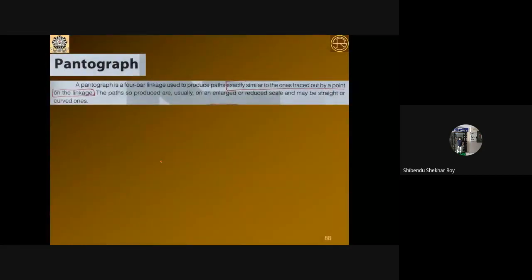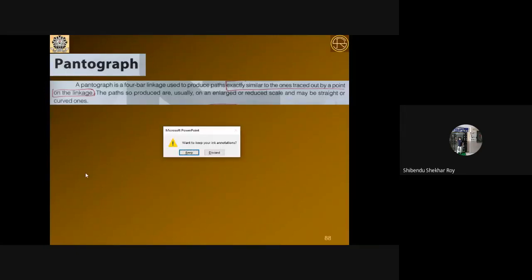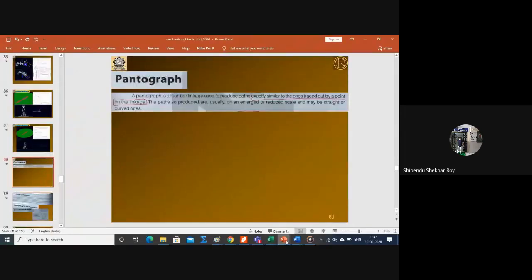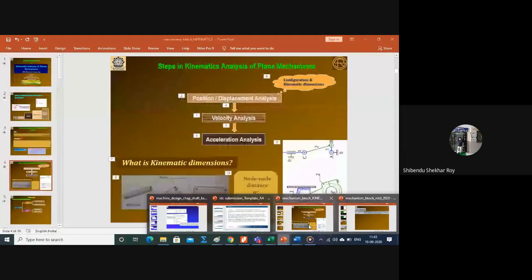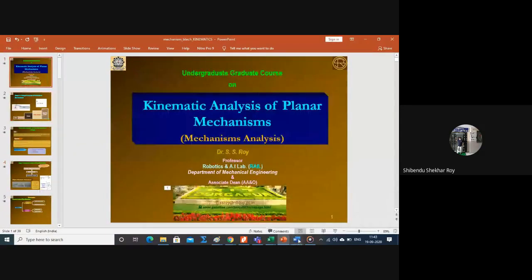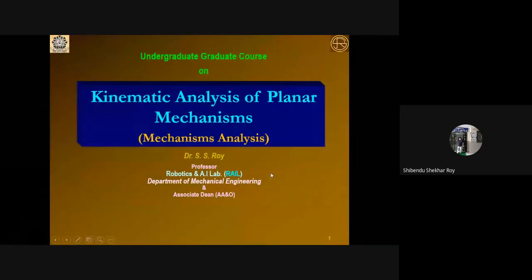I will tell you a few more mechanisms just afterward. Before that, I would like to start the next chapter, and once again I will show you a few more mechanisms. So now I would like to start kinematic analysis of a mechanism. Can you see the next slide? The next chapter I would like to start with is kinematic analysis of planar mechanism.